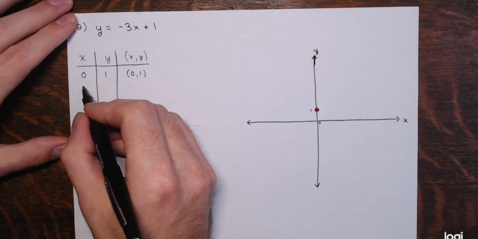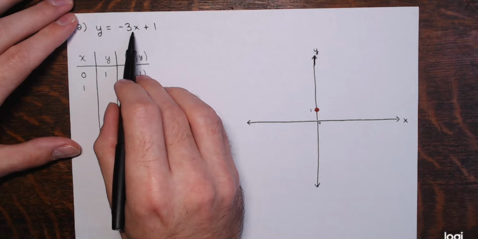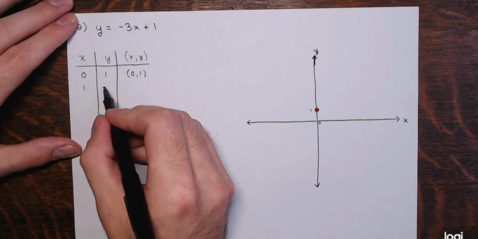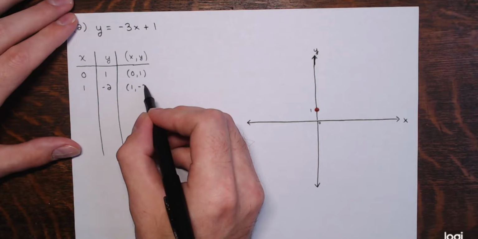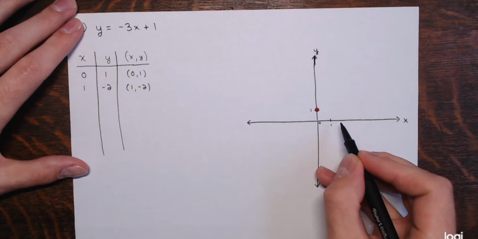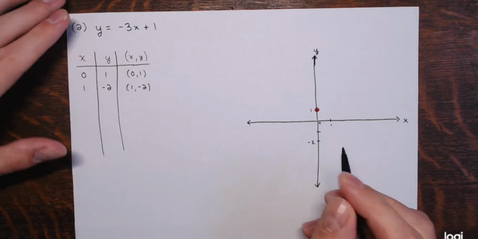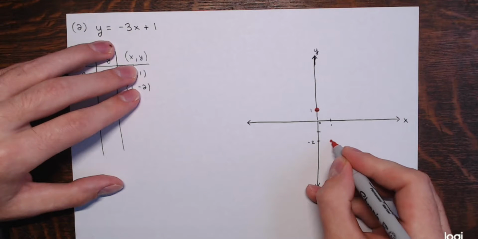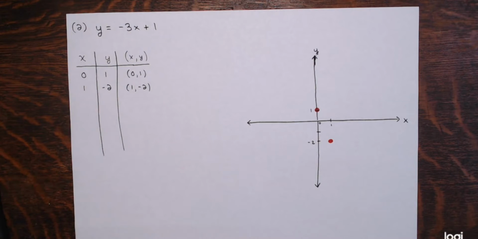If I plug in 1 for x, -3 times 1 is -3, plus 1 is -2. You'd have y equals -2. So the ordered pair we're plotting here is 1, -2. Right, so 1 for x, 1 on the x-axis, and then -2 on the y-axis. And that's this ordered pair, this point right here. Great, so I got 2 points now.